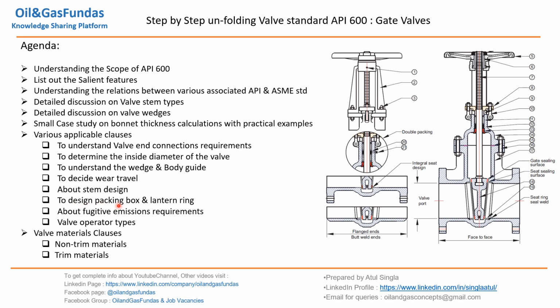Then we'll try to look into various clauses which are important for packing box and lantern ring. Then fugitive emission requirements, which are a new addition to this API 600. Then various types of valve operators. In the end, we'll try to understand valve material clauses. We'll divide it into two parts as API 600 has done: non-trim materials, then trim materials. So this is the whole agenda which we are going to cover in this video. I'm sure this is going to be a very interesting one and will be very useful for everybody.